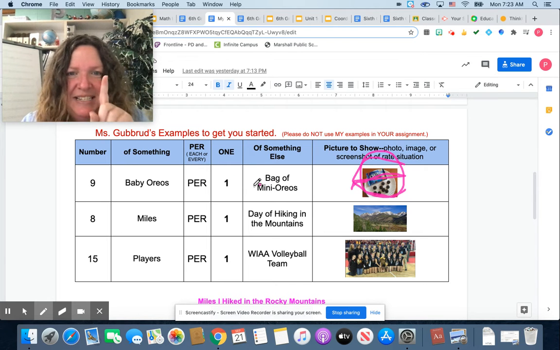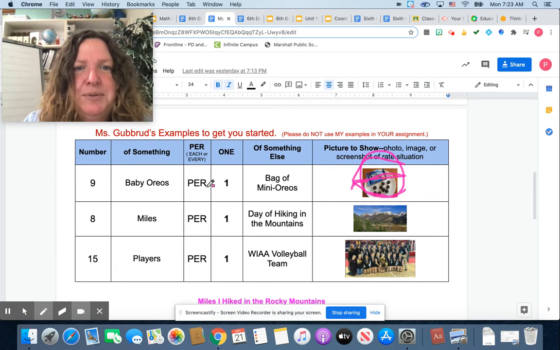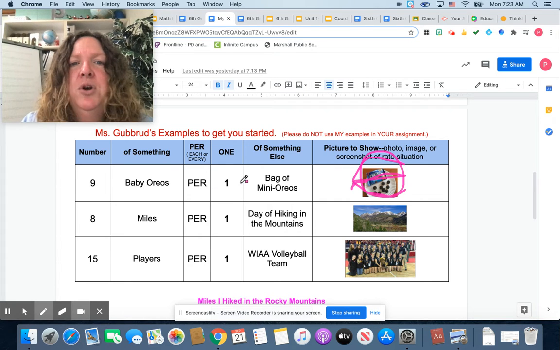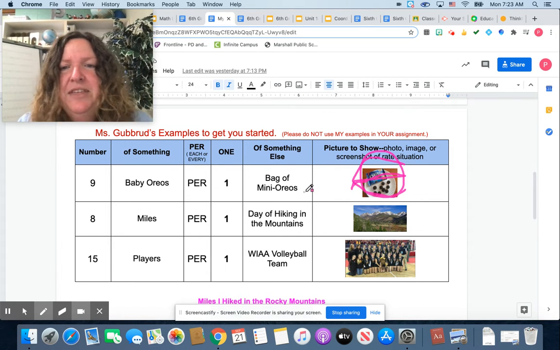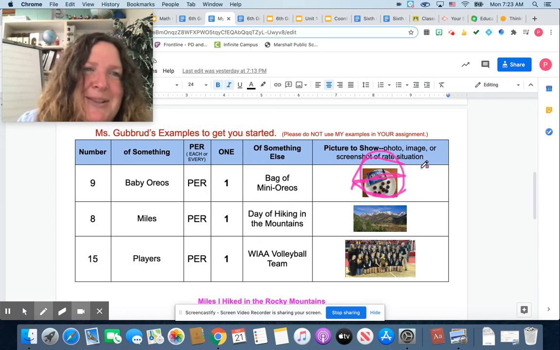Remember, that one is invisible. We're trying to make it visible in this exercise. So 9 baby Oreos in every one bag of mini Oreos. Then I was thinking, yeah, because we like Oreos, plus we had those in our house already.